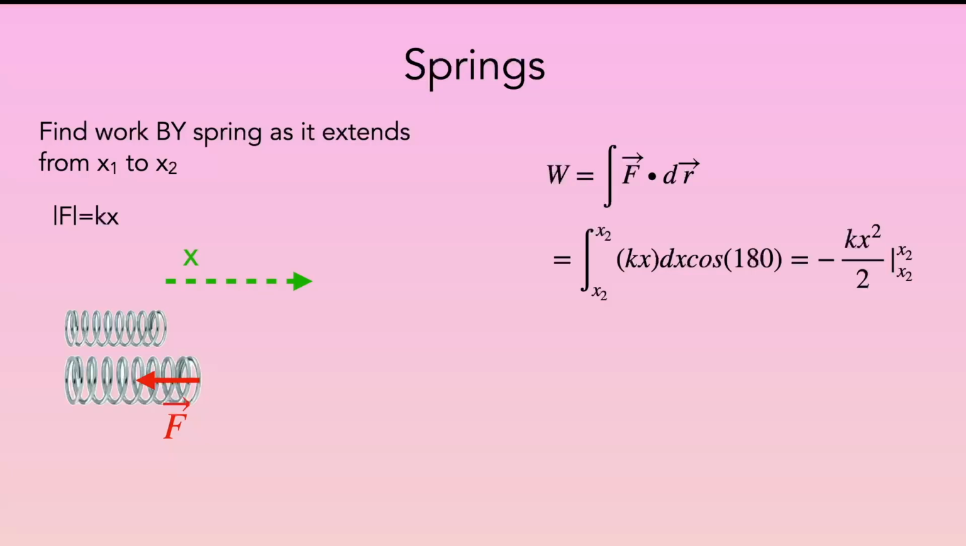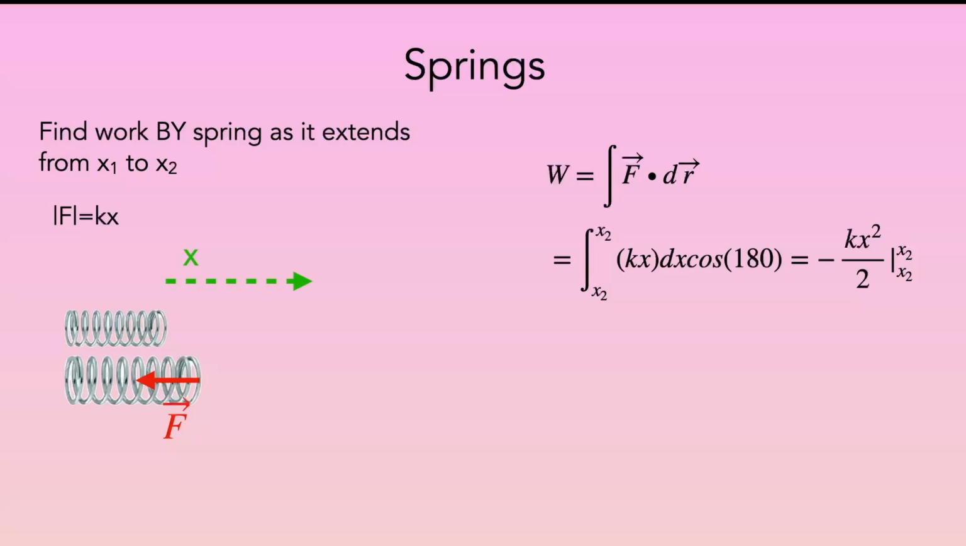So W equals F dot dr. The force is going to be kx. We know that. This is F equals kx for a spring. And so we have kx dx times the cosine of 180. Why? As we extend the spring by pulling it farther, its force is pulling back. So it's going to do negative work. We're doing positive work on the spring. Spring is doing negative work because it's pulling in the opposite direction of the displacement.